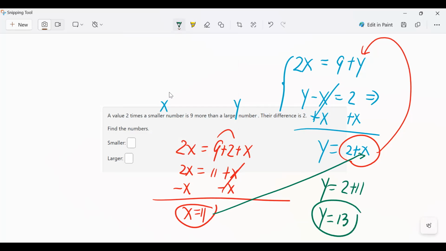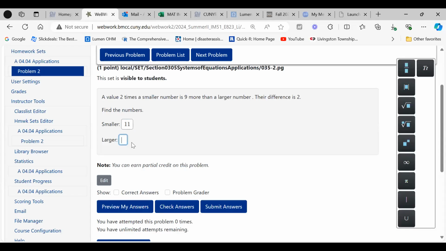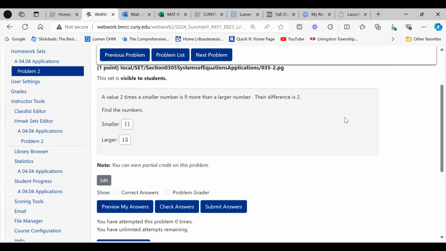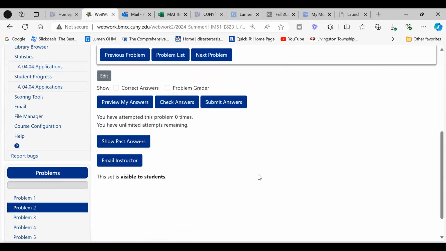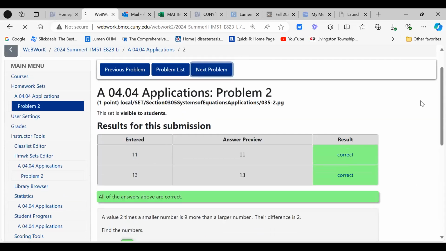Yeah, the difference is 2, right? So you can also check it by using those values in both equations. So basically the smaller number is 11, the larger number is 13. Any questions about this? Okay.